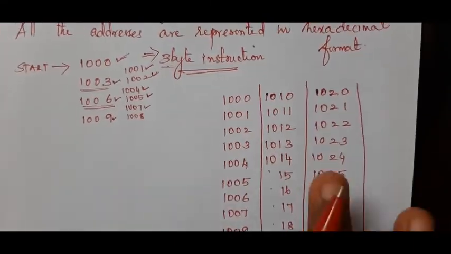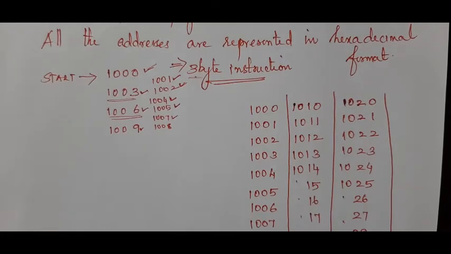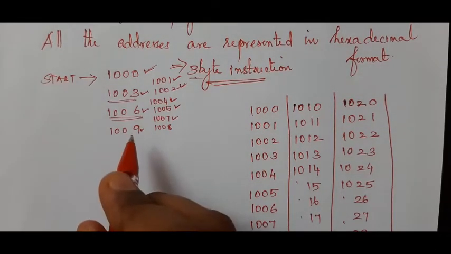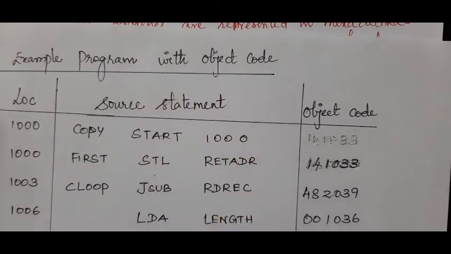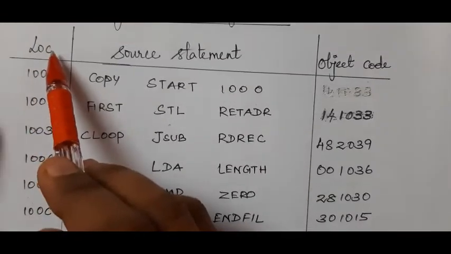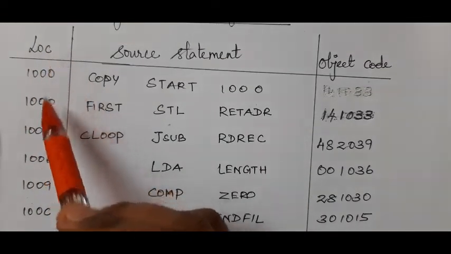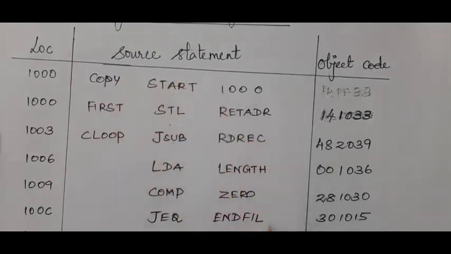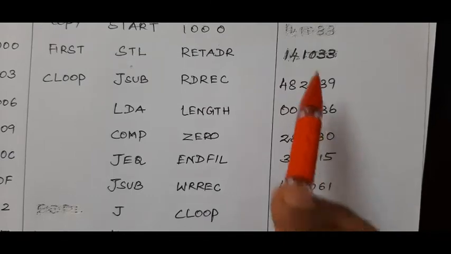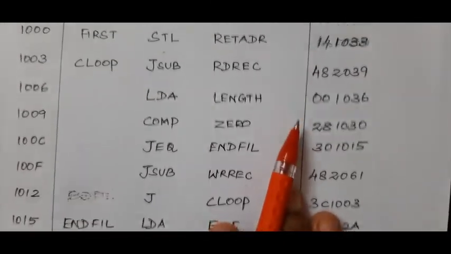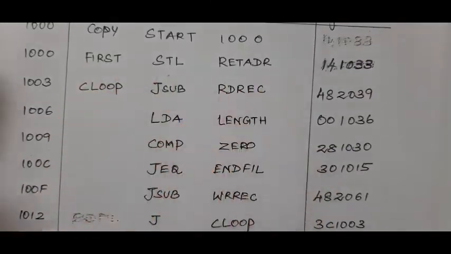Okay, so we will move on to an example of a program. This is the program, an example program with object code. You can see LOC, which means the address specified, the source statement, which is the program, and the object code. I will tell you how the object code is created, and I will tell you the purpose of the program.